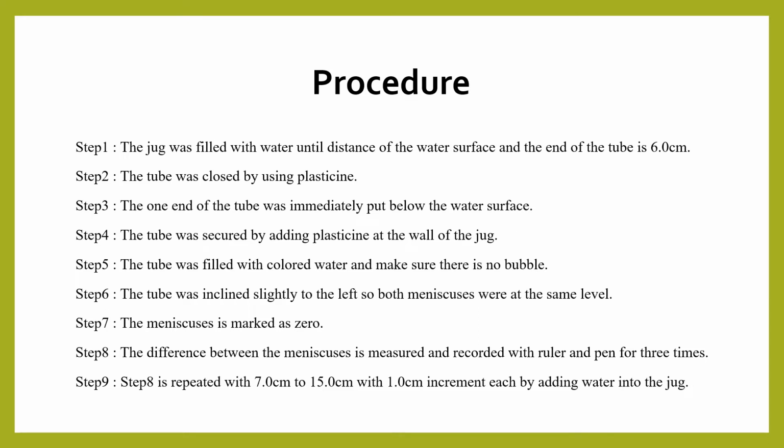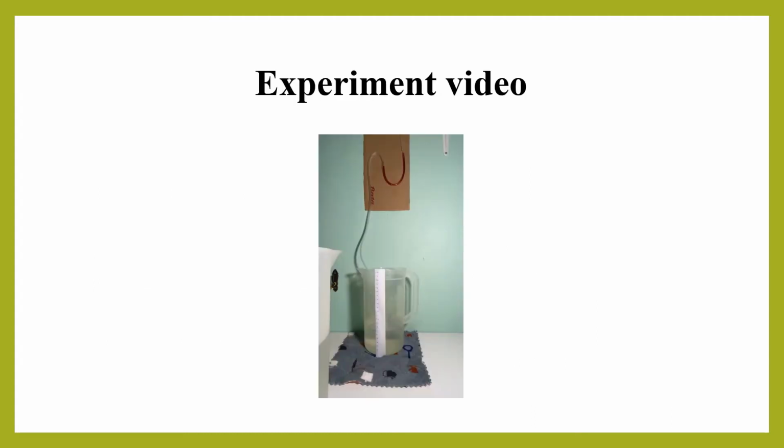Step 8. The difference between the meniscus is measured and recorded with a ruler and pen 3 times. Step 9. Step 8 is repeated from 7 cm to 15 cm with 1 cm increments each by adding water into the jug. These are the experiment videos.